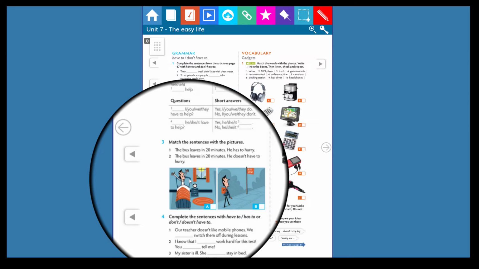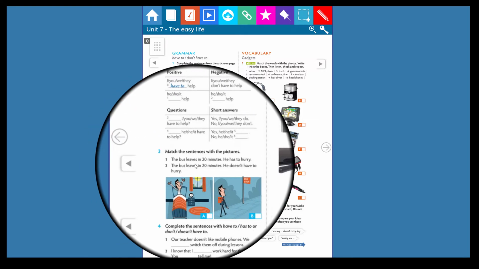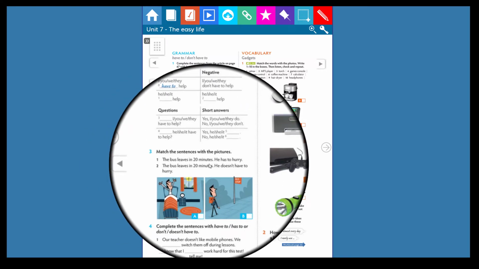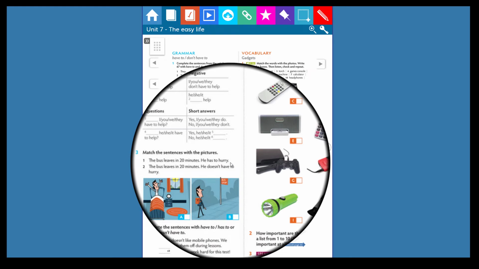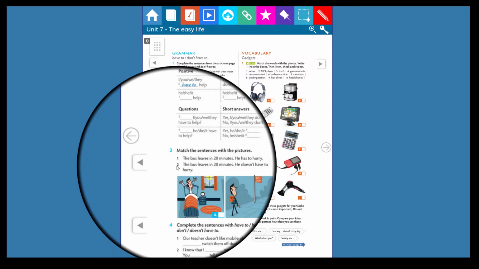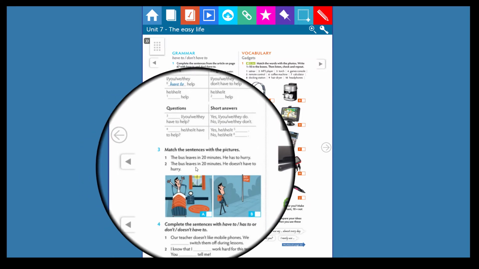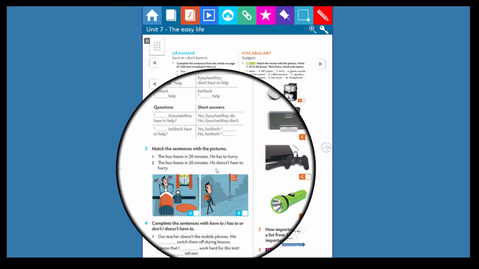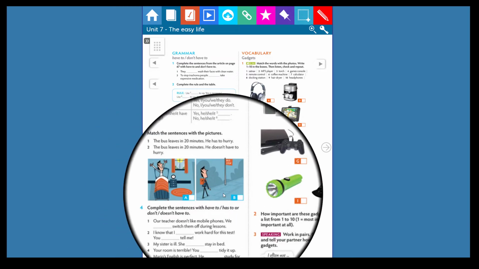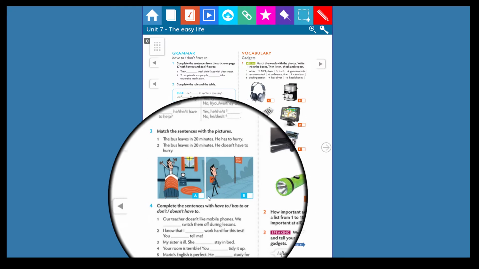Let's check then. Number one, the bus leaves in 20 minutes. He has to hurry. Letter A. Excellent. And number two, the bus leaves in 20 minutes. He doesn't have to hurry. Letter B. Good. Very good. Let's continue with the next activity.